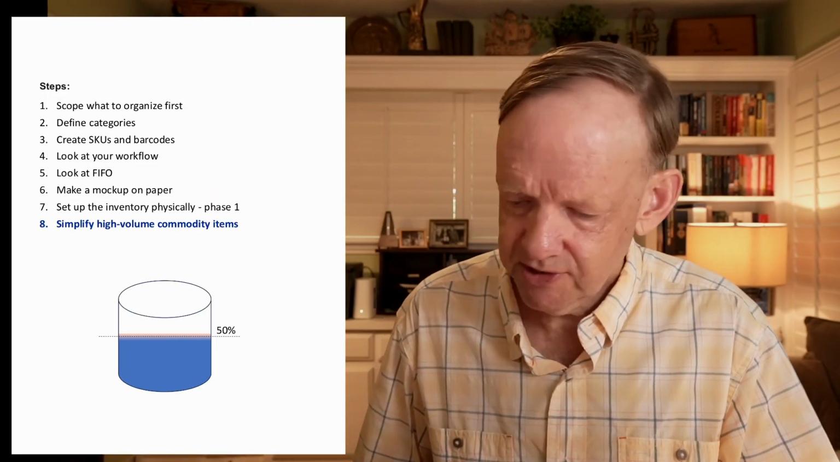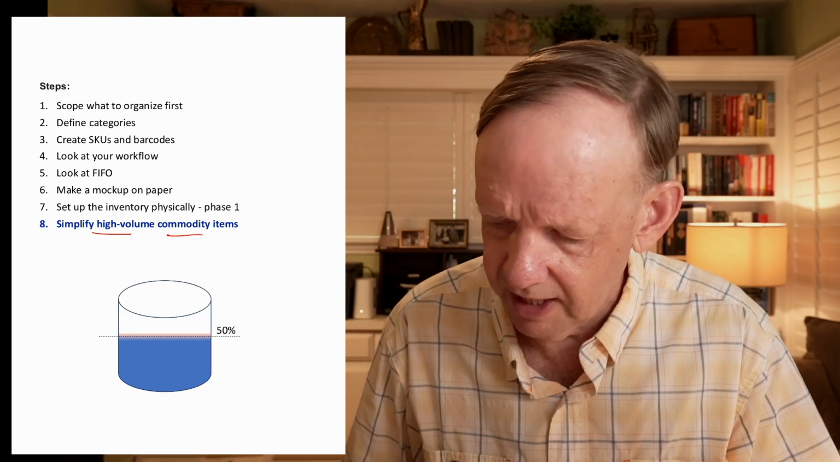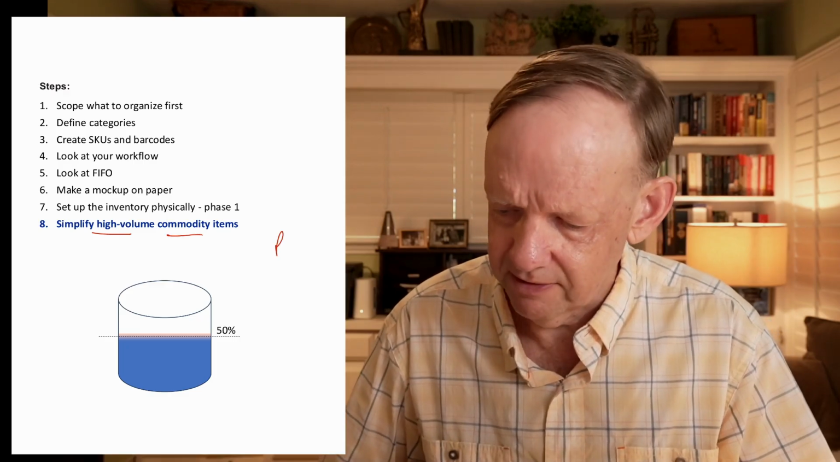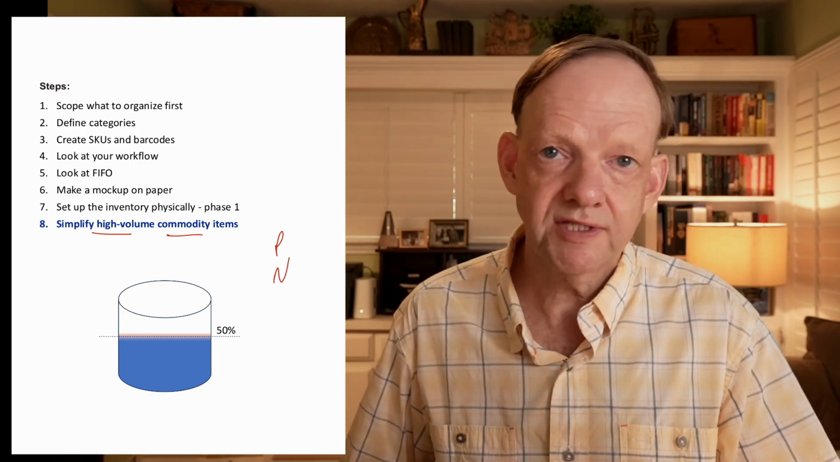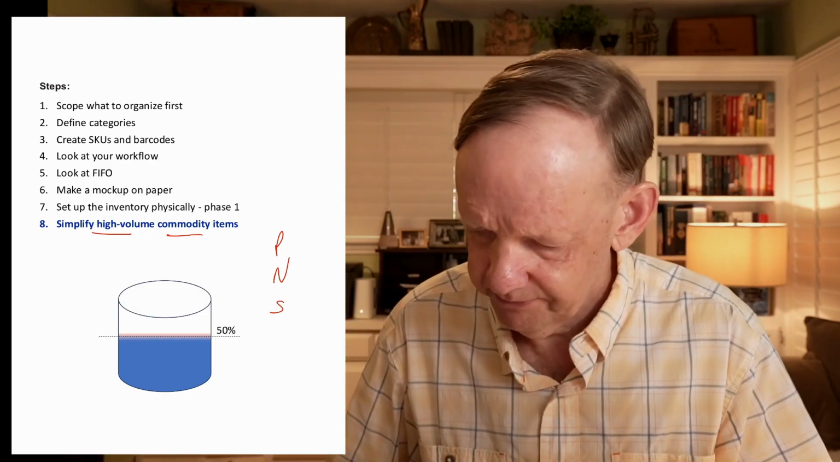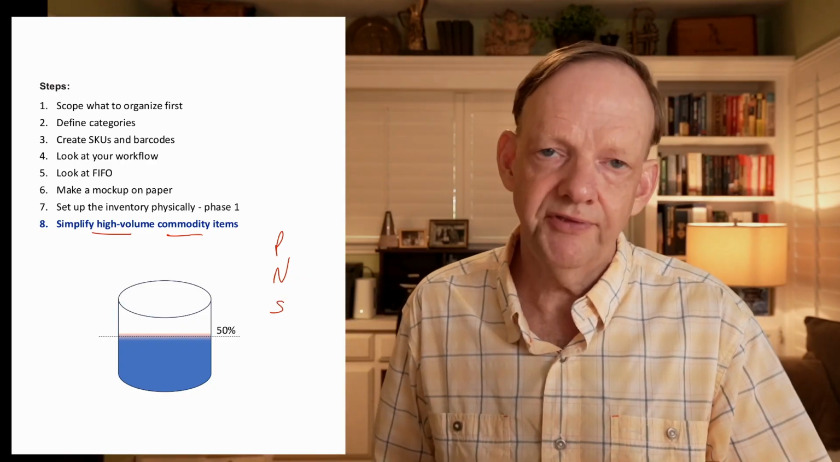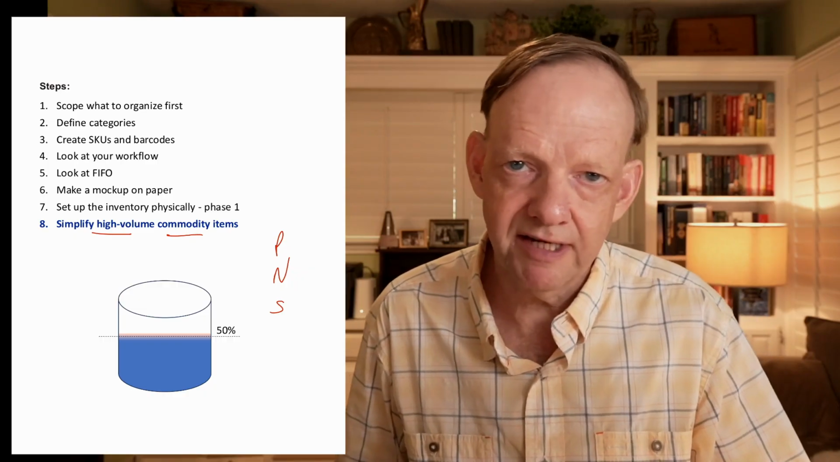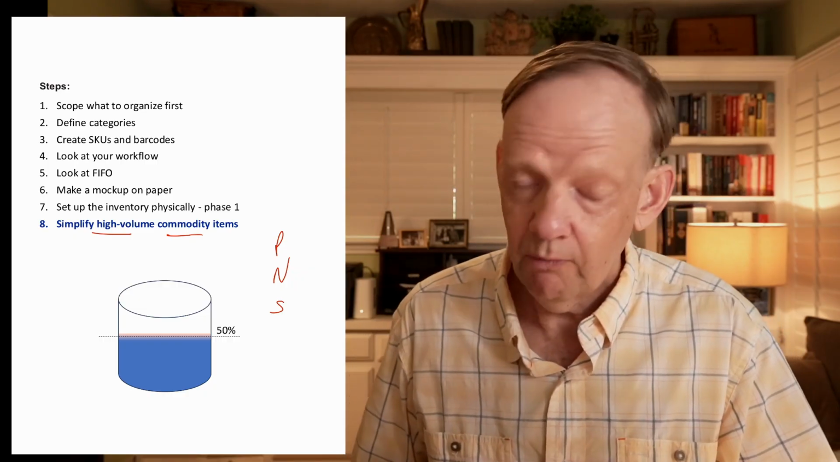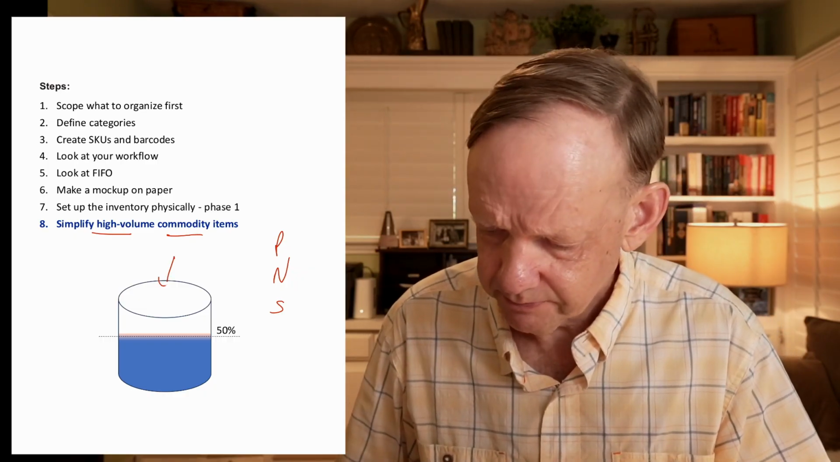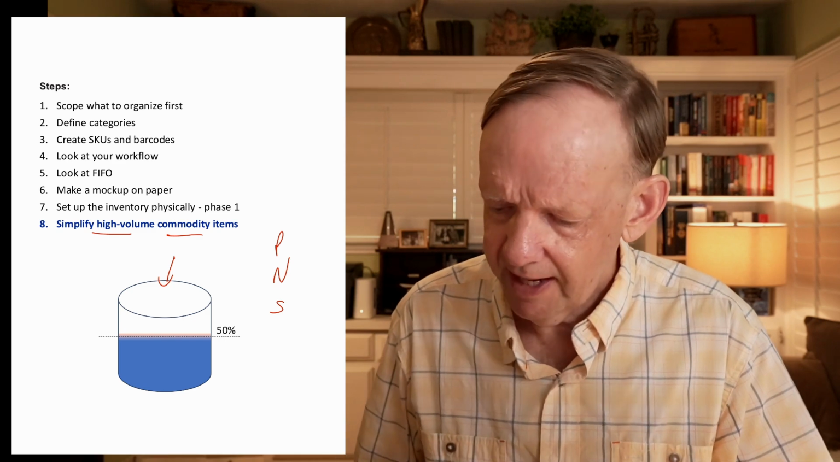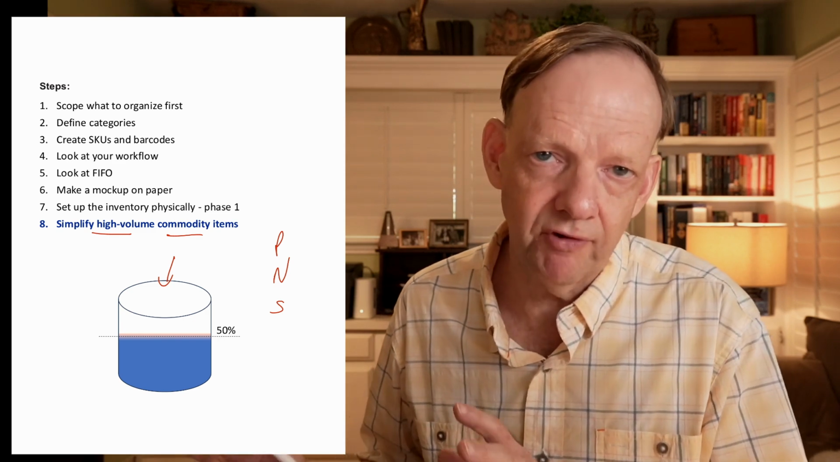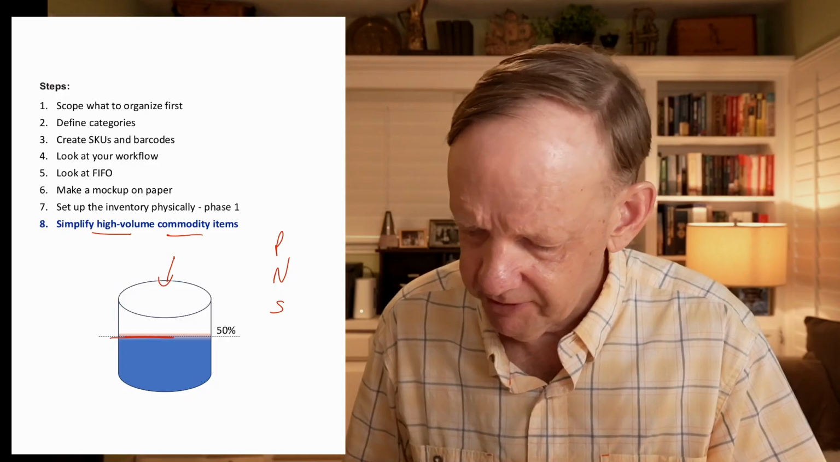Now, step 8 is to simplify high-volume commodity items. If you have pins or nails or stickers that stick onto things, those things come by the hundreds or the thousands, and you're not going to count them every day to make sure you have enough. What you could do then is have a bin or a drawer or a shelf and define how many you need to have on hand, maybe 50%.